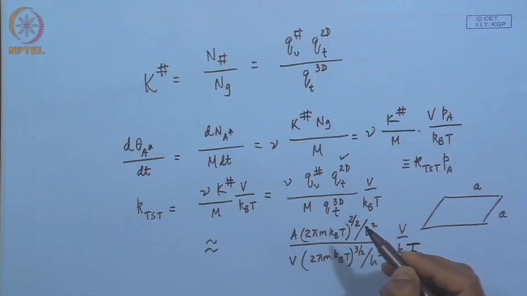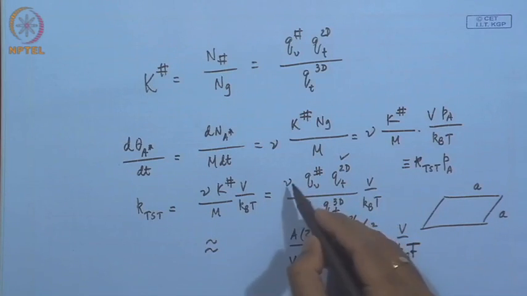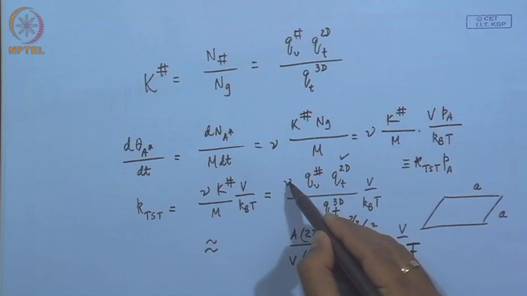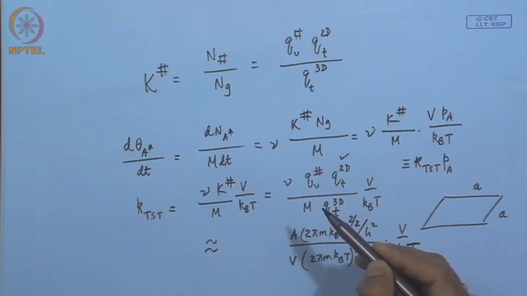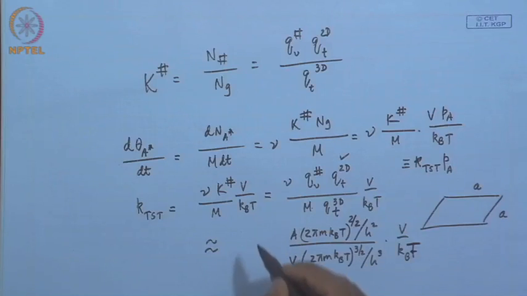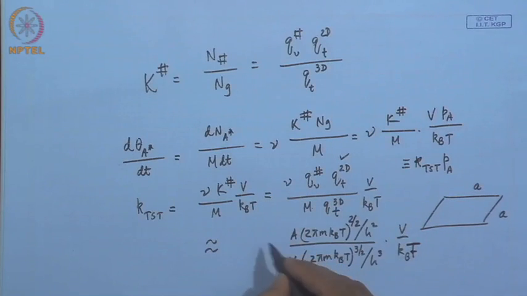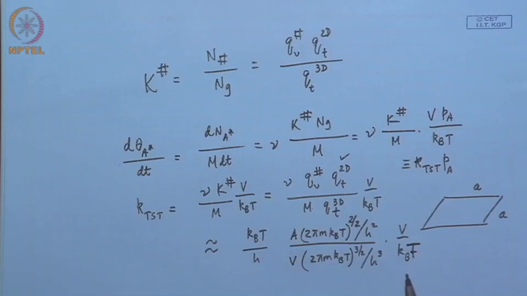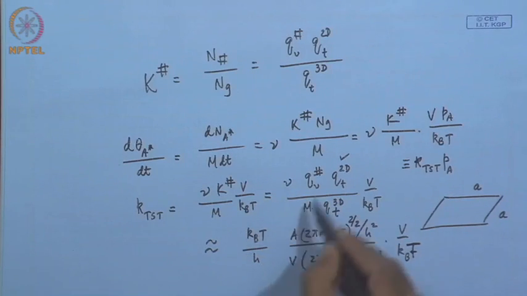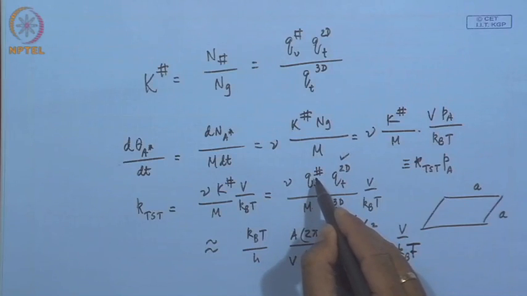Okay. Now, what will you write for this one, this nu? So, you can write for this one to be equal to, for this case, you can express this remaining part as kB T by h, basically kB T by h, because this represents the partition function for your vibrational thing.